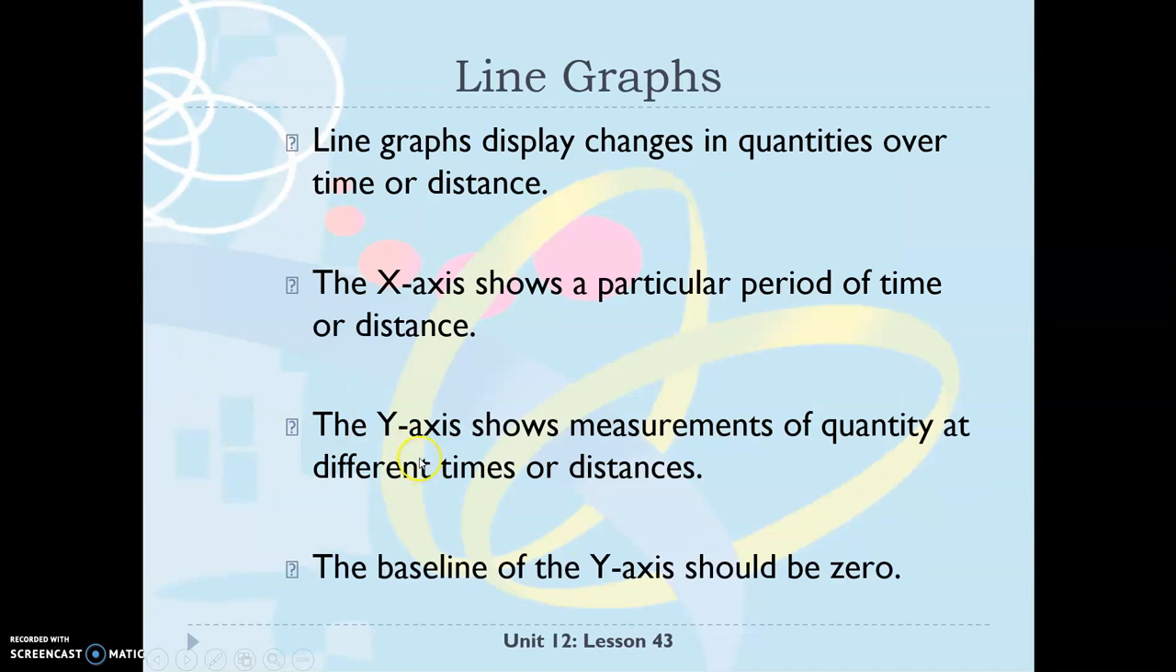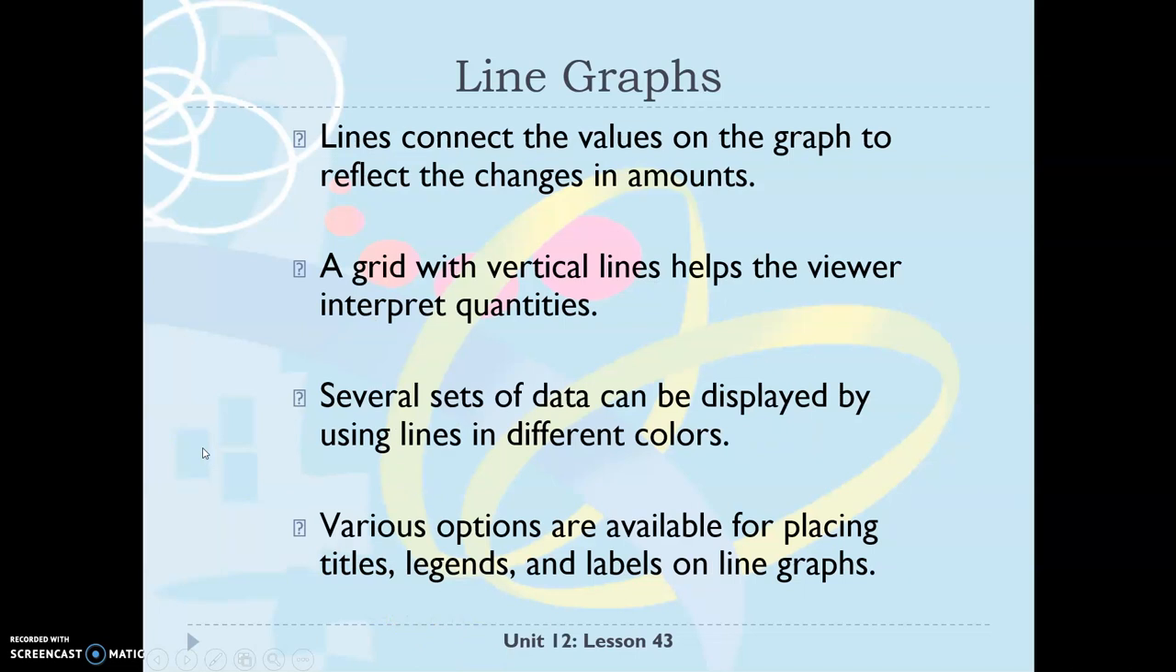Line graphs are a little bit different. They are normally used to analyze data and changes over time and distance. Usually the x-axis is going to show time and the y-axis is going to show the measurement. The baseline of the y-axis should always be 0 in these instances. Lines connect the values on the graph to reflect the changes in the amounts. The grid allows the viewer to see the vertical lines and helps the viewer interpret the quantities.